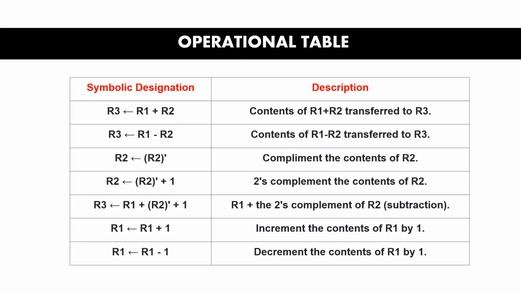Operation table. Symbolic designation, description. Contents of R1 plus R2 are transferred to R3. Contents of R1 minus R2 are transferred to R3. Complement the contents of R2. 2's complement the contents of R2. R1 plus the 2's complement of R2.